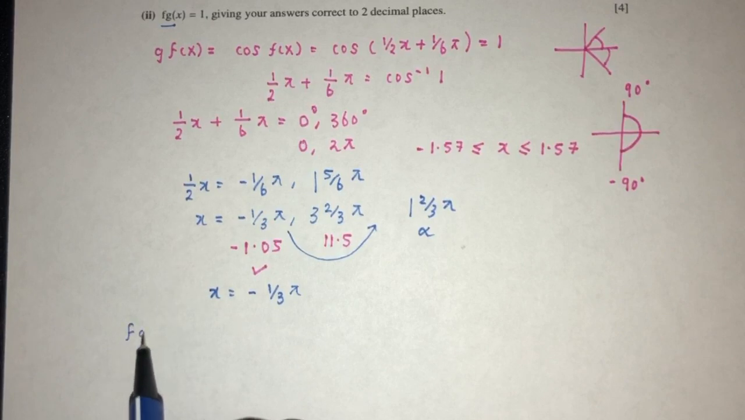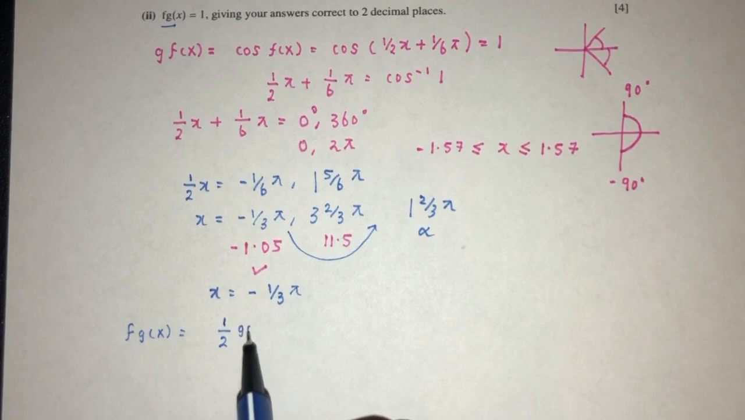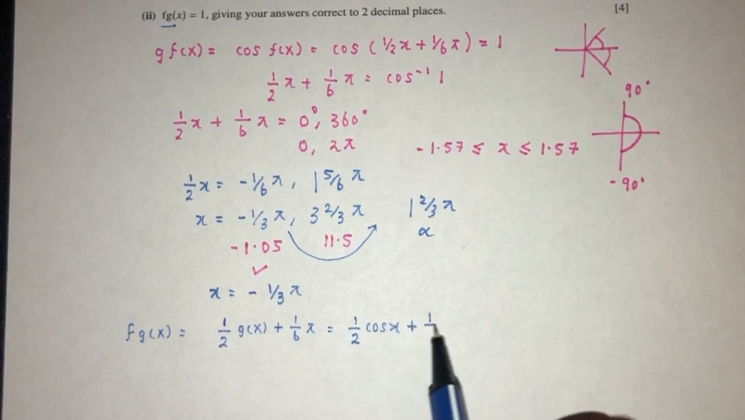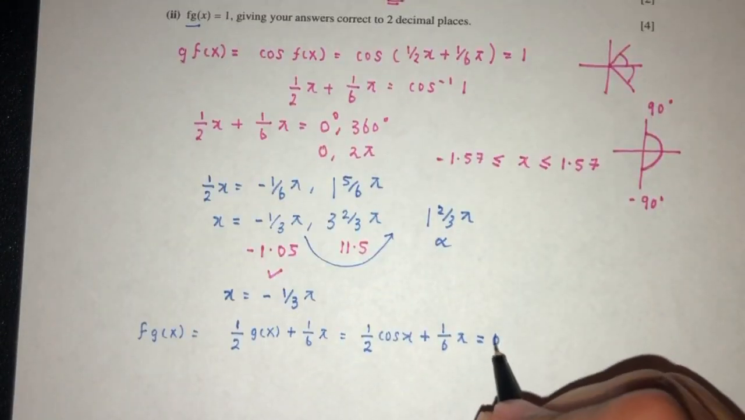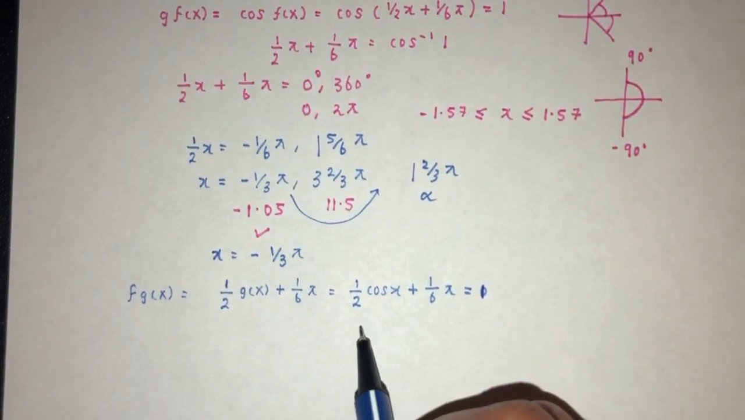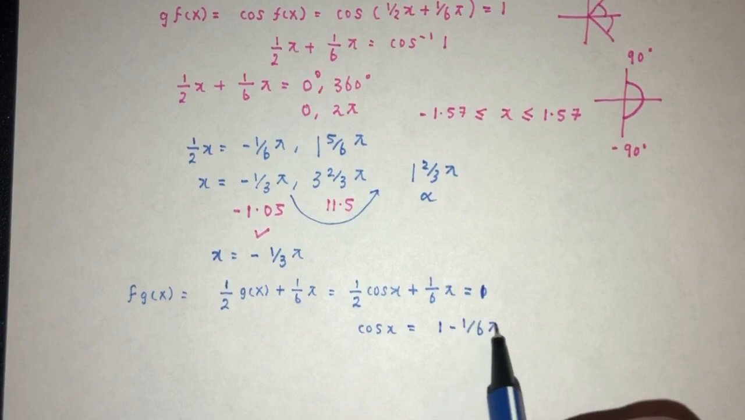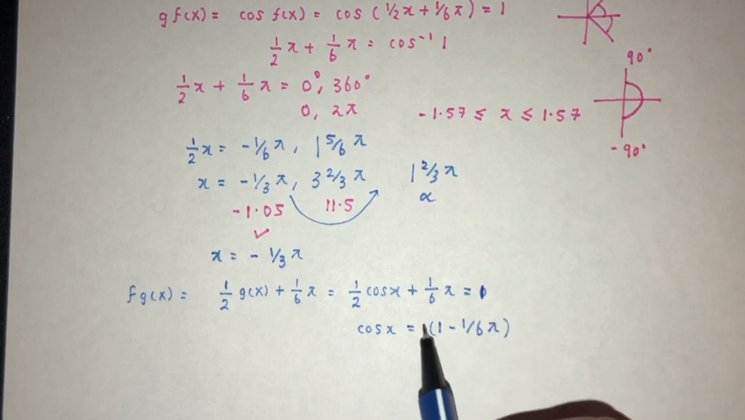Now for part 2, we have to find this one. That will be f of g of x. That will be f of g of x is half g of x plus 1 over 6 pi. That should be half g of x, which is cos x, plus 1 over 6 pi is equal to 1. So simplify. So cos x will be what? Will be 1 minus 1 over 6 pi multiplied by 2.